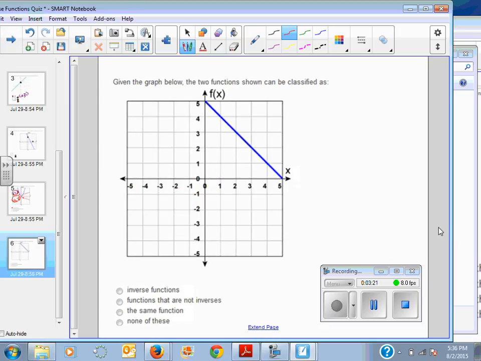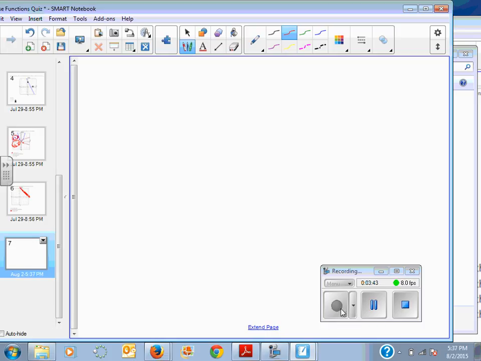Now, given the graph below, the two functions can be classified as. Now, it might look like all you have is one function, because you just see that one blue line. Well, we're supposed to assume that there's a few there. It just means that they are the same function, because it's one going right on top of the other one. So those functions are the same. All right, that should give you a good start. Good luck.